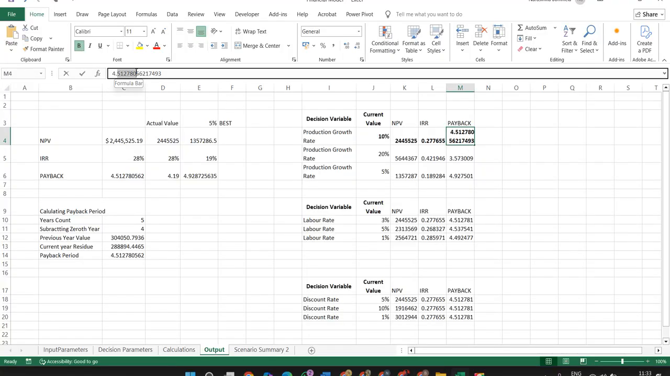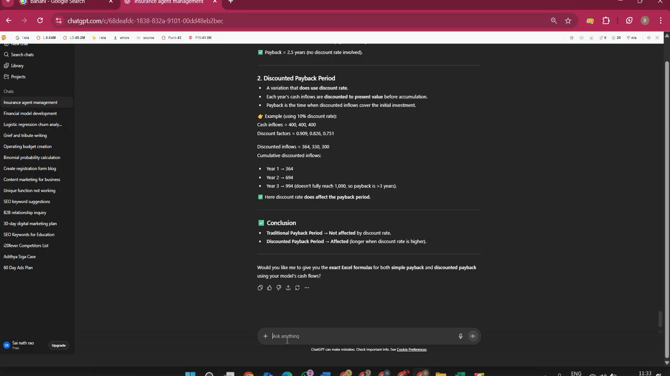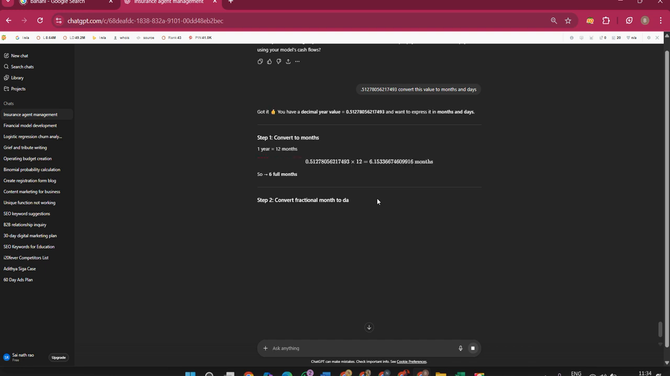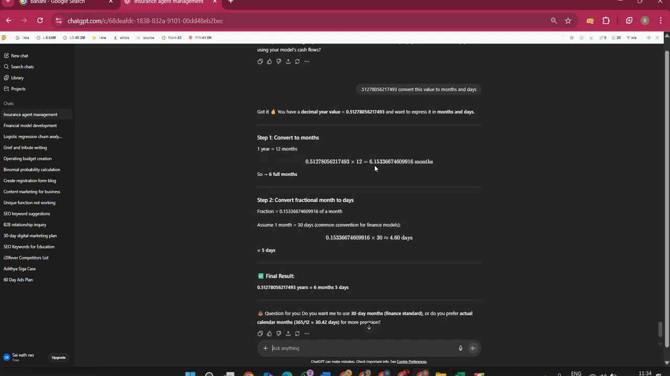Take 4 years, 0.512781. Just copy this value, 0.51, and convert this value to months and days. So this is 6.15 months, and 0.15 becomes about 4.6 days. So approximately 6 months and 5 days. So the total value becomes 4 years, 6 months and 5 days.